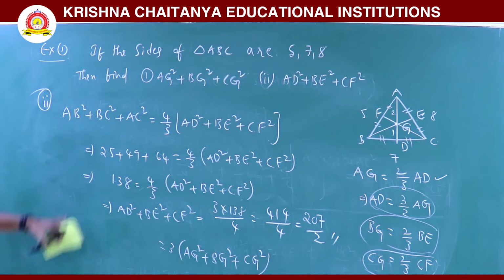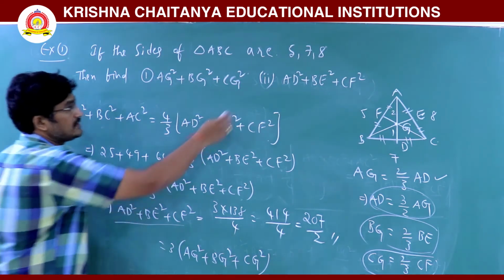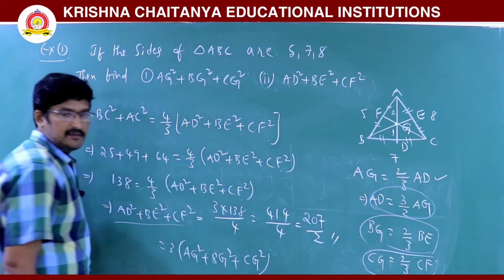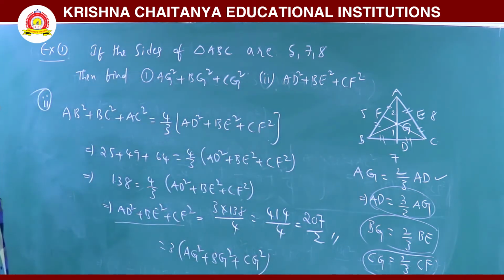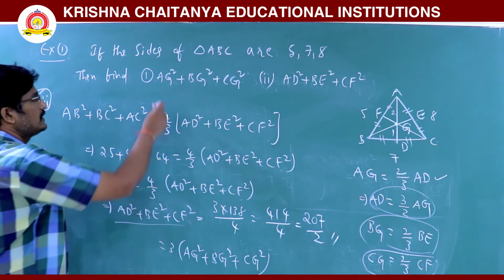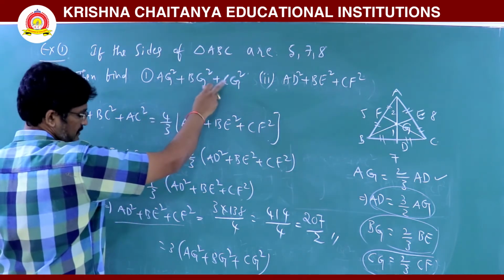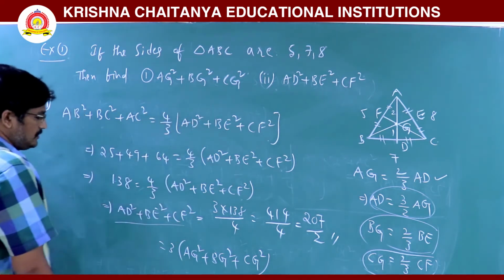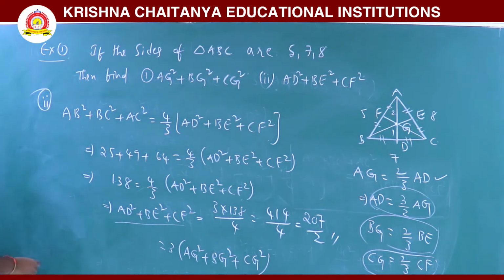207 by 2. AD square plus BE square plus CF square is equal to 207 by 2. Next, you can do this one, AG square plus BG square plus CG square. So the first question I am doing now. To get the first question answer, I am taking this equality.